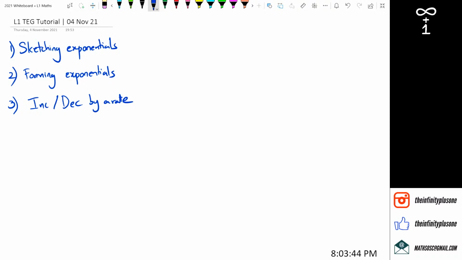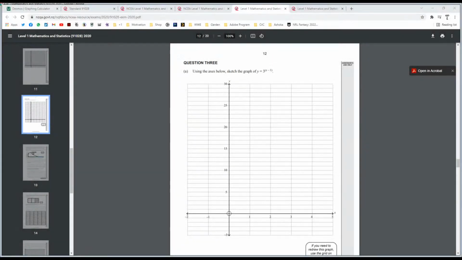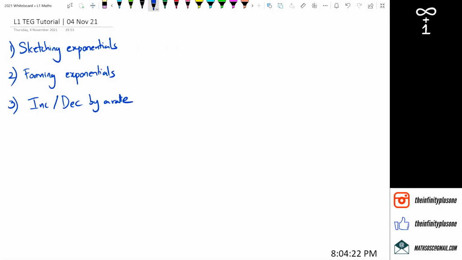So the first thing we're going to be looking at is sketching exponentials. With sketching exponentials, what they tend to do is give you the space to work with. I'll show you what the exam paper looks like so you get an idea. Where is it? Yeah, here we go. In one of the questions, they will give you a bit of space like this, and in this space, they will ask you to draw a particular graph. So this graph here right now is y equals 3 to the power of x minus 1. What we'll do is a slightly different one. We'll do something like y equals, actually not 3, let's go 2, 2 to the power of x plus 3.